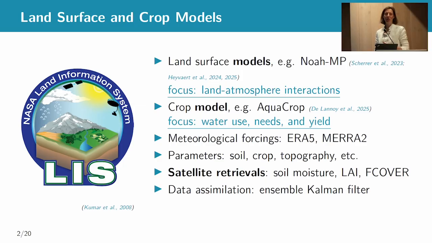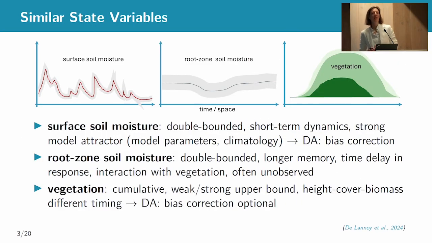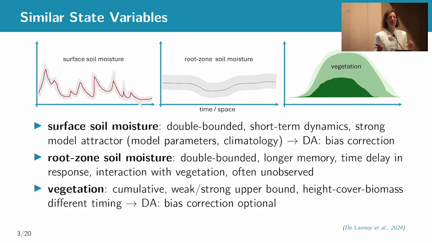So the data assimilation I'm going to talk about today is soil moisture retrieval data assimilation, leaf area index retrieval assimilation, and vegetation fraction cover data assimilation, right? The assimilation technique I'll talk about is the ensemble Kalman filter. There are different options, but for today, it'll be state updating only. So those two systems, land surface systems and crop systems, they have similar state variables, and those are, of course, surface soil moisture, root zone soil moisture, and vegetation. I know for sure that all of you know these variables, but let's reflect on them.